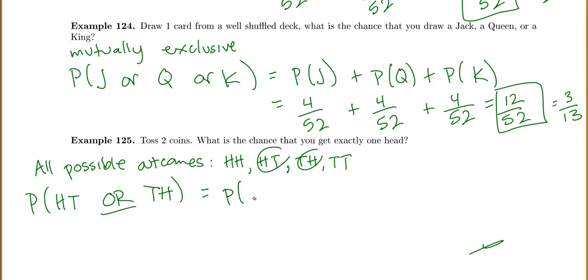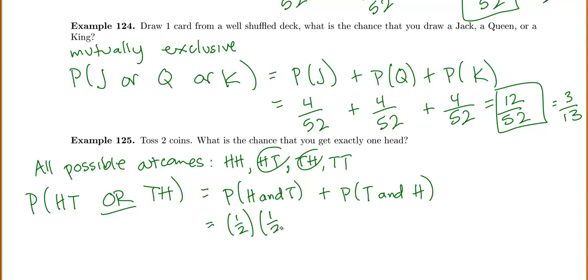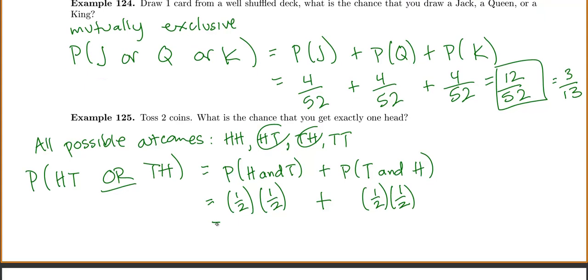So this is the probability that you get a heads and then a tails, plus the probability that you get a tails and then a head. And what do we do when we see the word and? We multiply. So the probability of heads and then tails, probability of heads is 1/2, times the probability of tails, which is 1/2. Plus, now the probability of tails is 1/2, and the probability of heads is 1/2, and we're going to multiply. So this gives me 1/4 plus 1/4. So my final answer is 1/2. So there's a 1/2 chance that we get exactly one head.